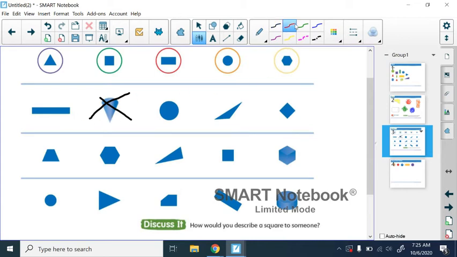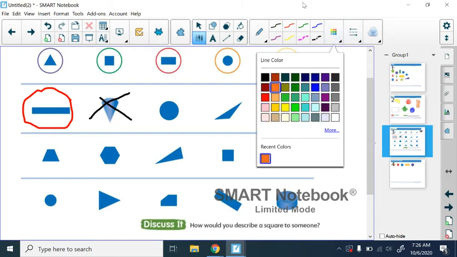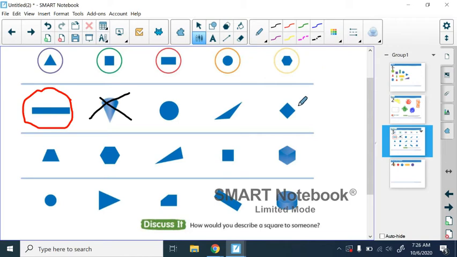All right, we're going to put a red ring around the rectangles. So boys and girls, do you see any rectangles in this top row? Yes, this first shape is a rectangle. So I'm going to put a red ring around it. Now we're going to put an orange ring around the circles. So do you see any circles in this top row? Here's our circle.